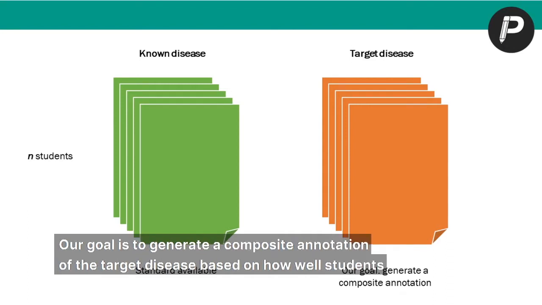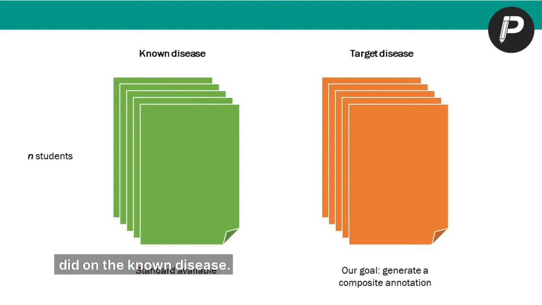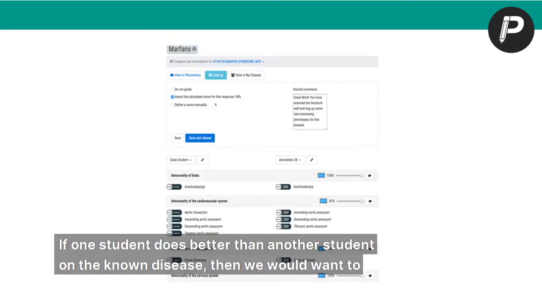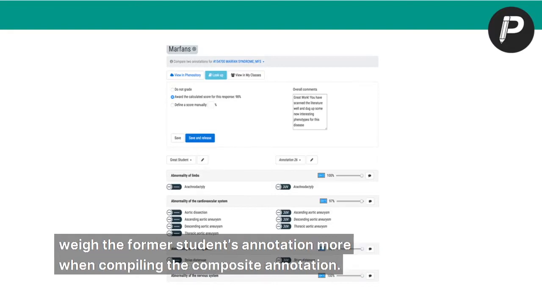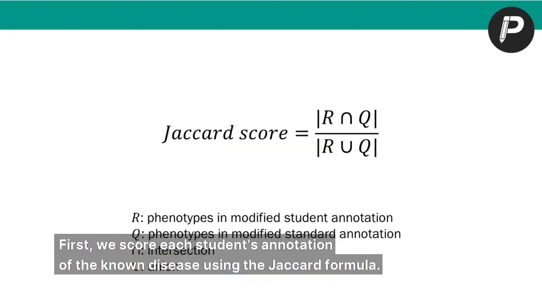Our goal is to generate a composite annotation of the target disease based on how well students did on the known disease. If one student does better than another student on the known disease, then we would want to weigh the former student's annotation more when compiling the composite annotation.